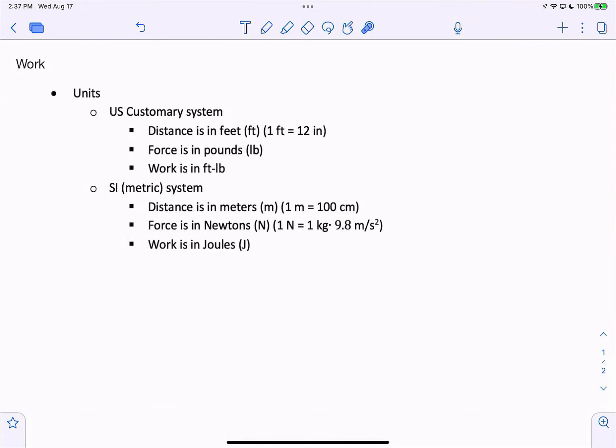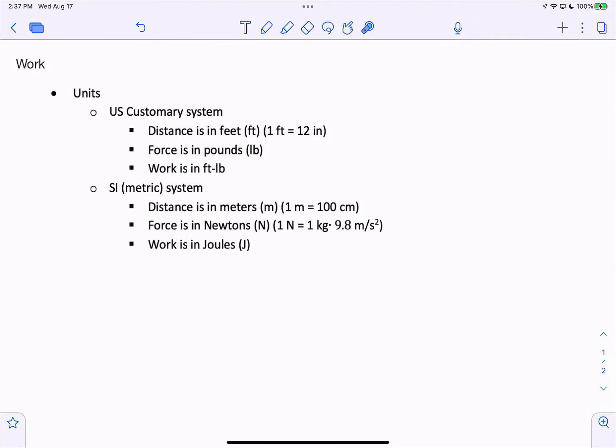Now we'll see how integrals are used to quantify work. Before we get to that though, I need to talk about units. There are two systems of measurement that we're going to be working with, the US customary system and the metric system. And in the US customary system, distance is in feet, force is in pounds, and work is in foot-pounds.